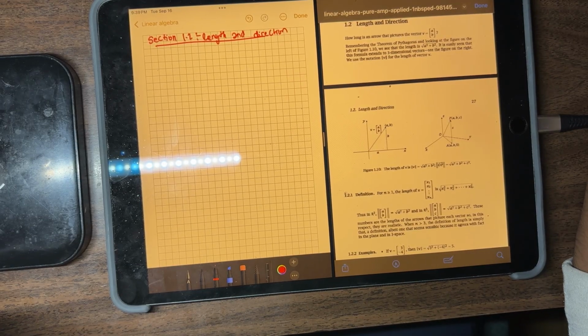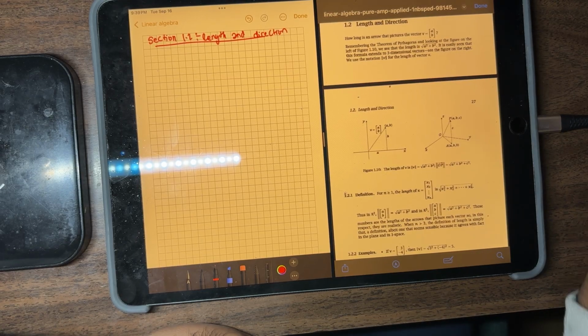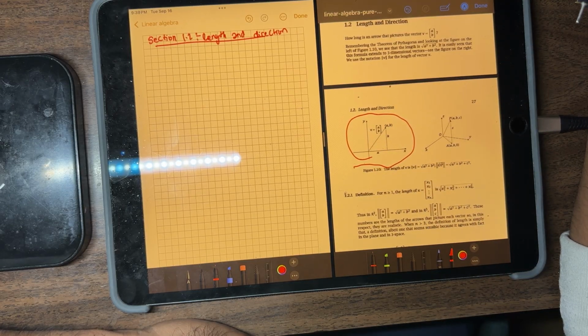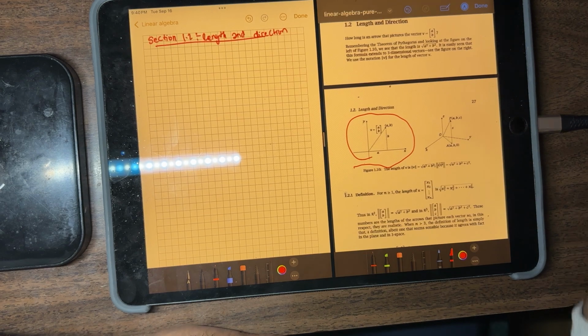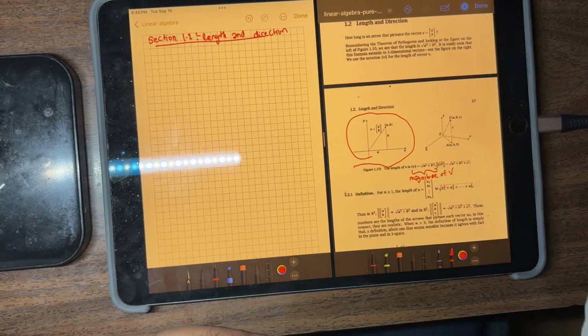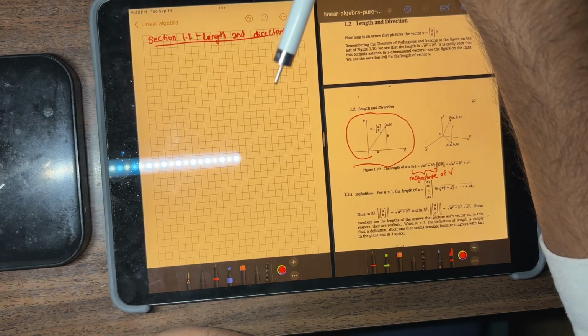How long is an arrow that pictures the vector v of AB? Remembering the theorem of Pythagoras and looking at the figure on the left from figure 1.10, which is this guy here, we see that length is the magnitude of square root of a square plus b square. So that's the magnitude of v. It's easily seen that this formula extends to three-dimensional vectors.